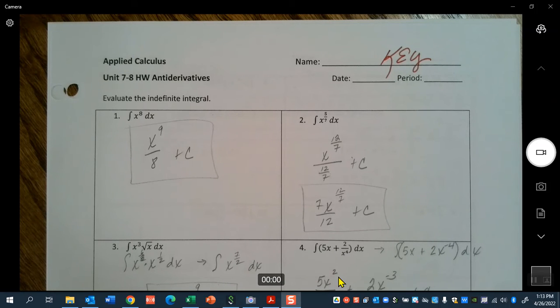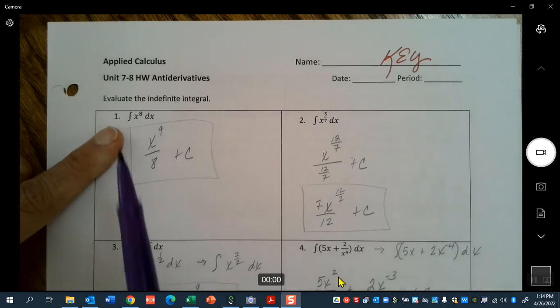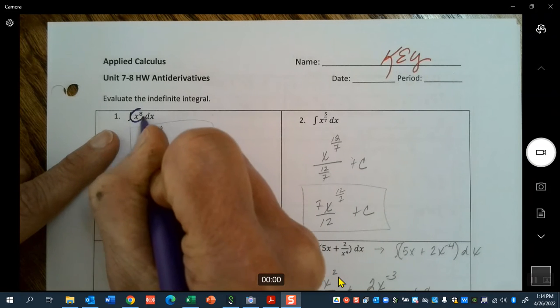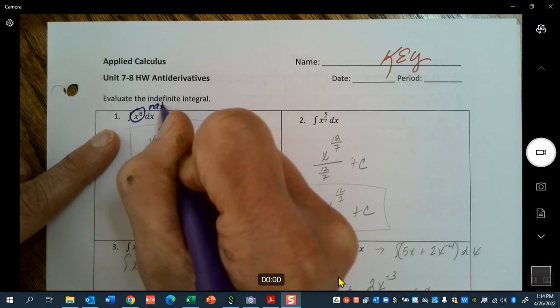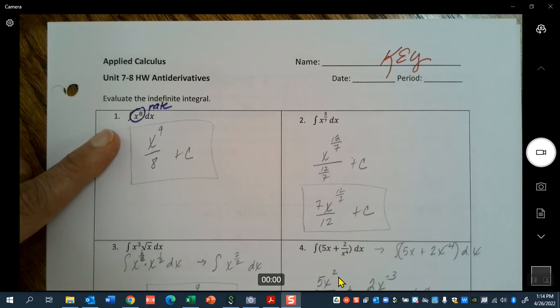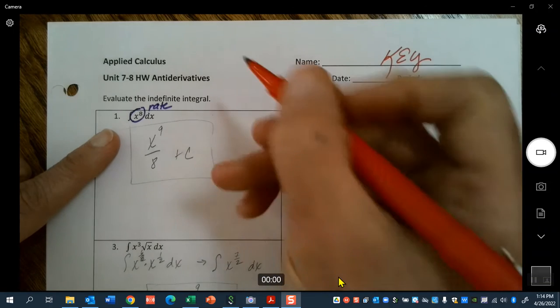All right, so here is your key for 7-8 homework. So do me a favor, as you check your answers, star or circle or put a question mark over ones that you want to talk about on Thursday. So remember our rules. This is our rate, and we want to take it back up to our original function.